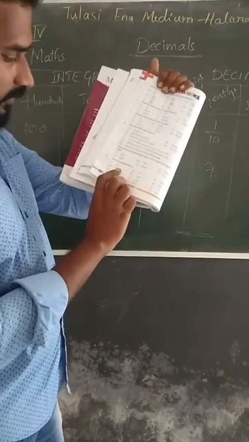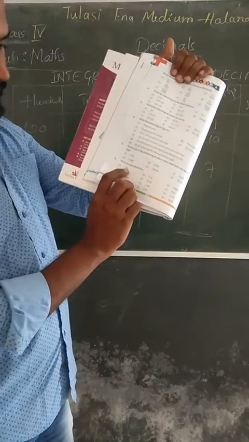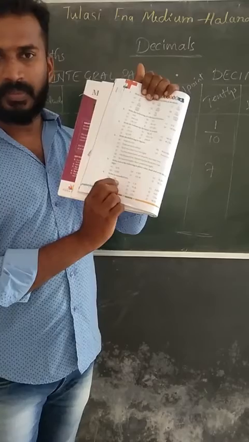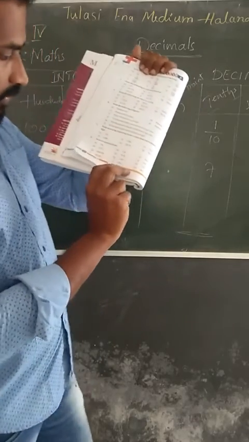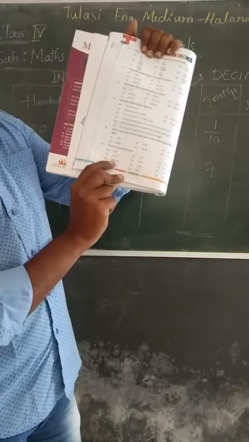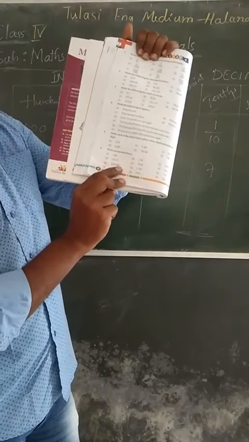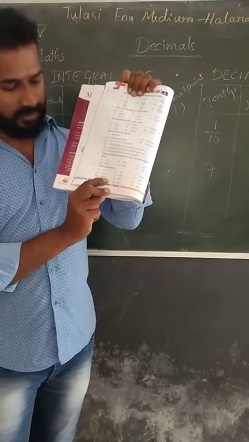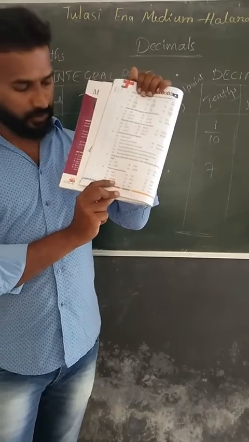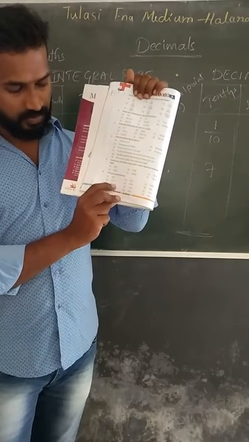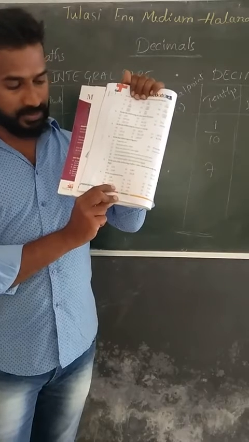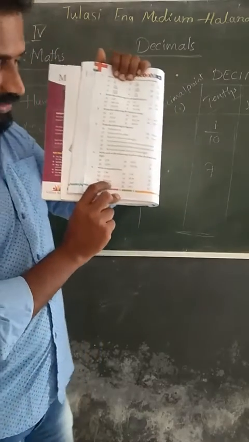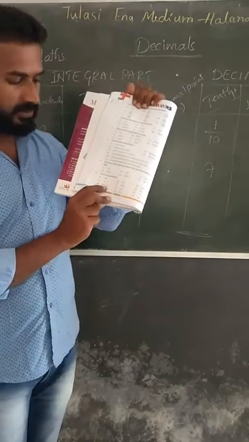Now write in expanded form. 1.86 is 1 plus 8 by 10 plus 6 by 100. Then 2000.001 is 2000 plus 1 by 1000. Forget the zeros, but 1 by 1000, 2000 plus 1 by 1000, or you can write 2000 plus 0 plus 0 plus 1 by 1000 also.